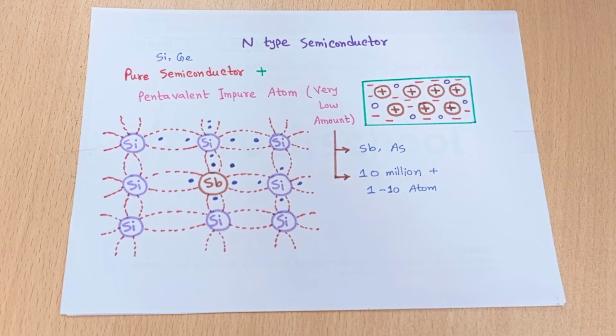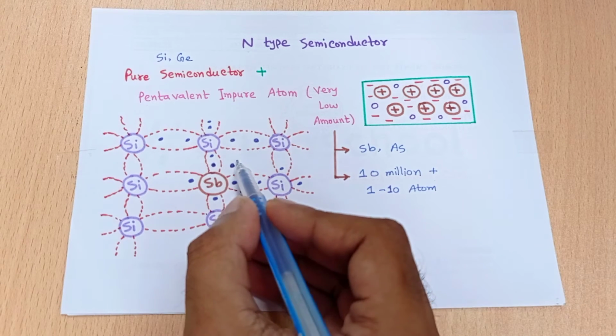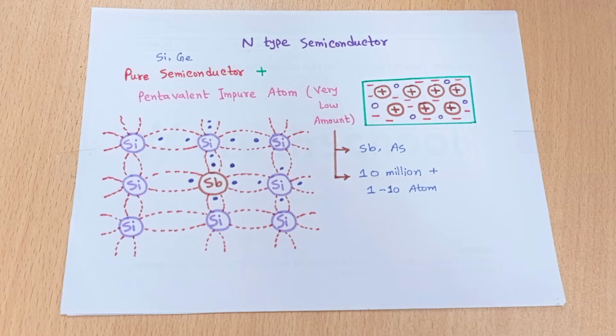Okay, so we get it. This free electron can easily pass from one atom to another, and it also increases the conductivity of this semiconductor. When we consider the pure silicon semiconductor, there is no free electron.